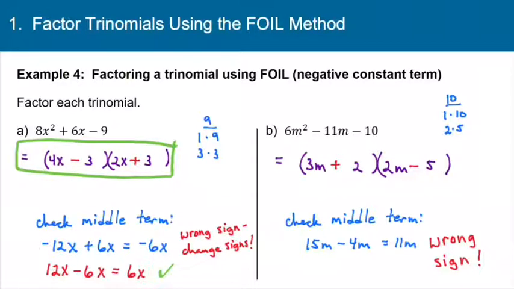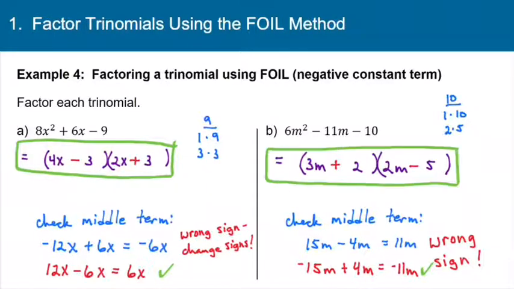And let's check the middle term again. Outer times outer is negative 15m. Inner times inner is positive 4m. And therefore the middle term will add up to negative 11m. And that's correct. And so this is our correct factoring.